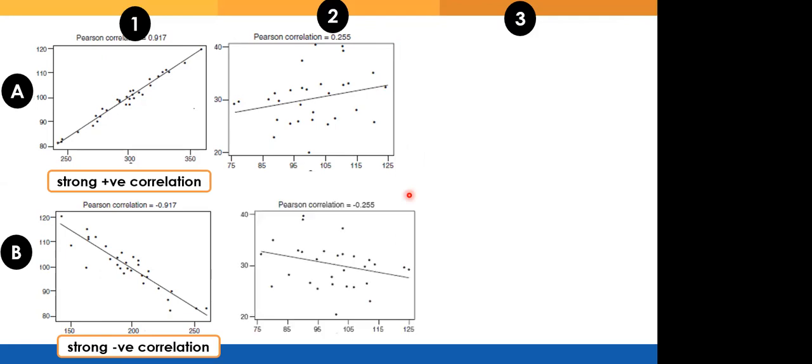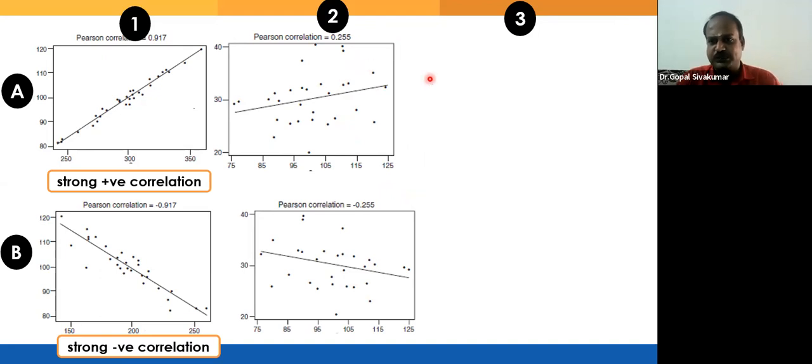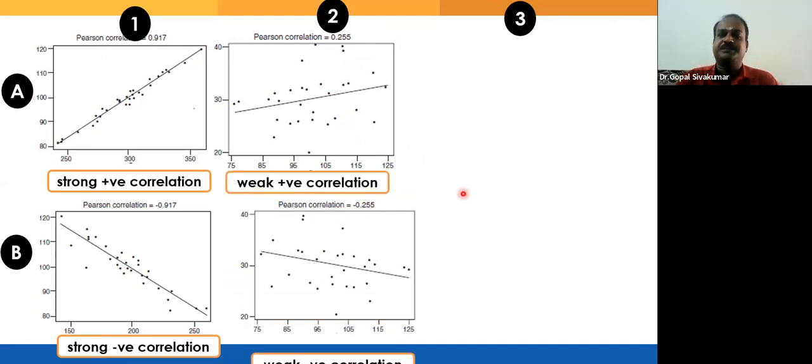See, only to avoid this kind of confusion, we have the R value, isn't it? Whenever you are in confusion whether a correlation exists or not, the option is to look at the R value. What is R? Pearson correlation coefficient. In this case the third one is weak positive, the fourth one is weak negative.